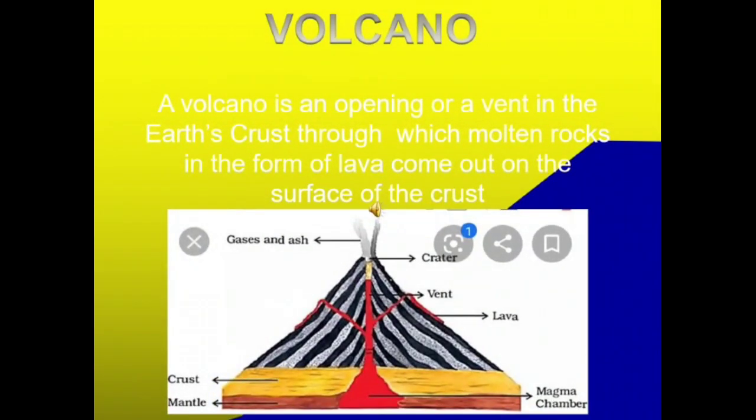Dear students, you can see the picture of volcano in this slide. Before explaining this slide, let me know how many of you know about volcano. I know many of you know about it, but today I will tell you more about volcano. A volcano is an opening or a vent in the earth's crust through which molten rock in the form of lava comes out on the surface of the earth.